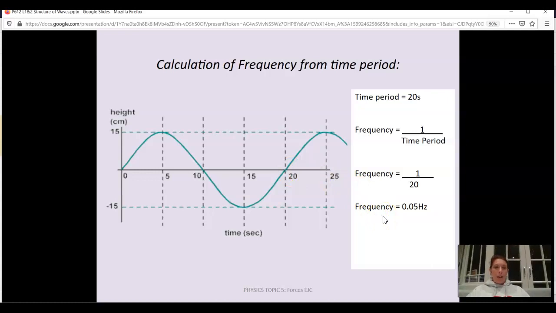What frequency tells you is how many waves there are per second. So this wave takes 20 seconds. So there's less than one wave in 1 second. 1 second's here. So you're getting a tiny bit of the wave. In fact, you're getting 0.05 of it. So frequency tells you the number of waves per second, and you calculate it as 1 over the time period. Pause the video here and make a note of that.